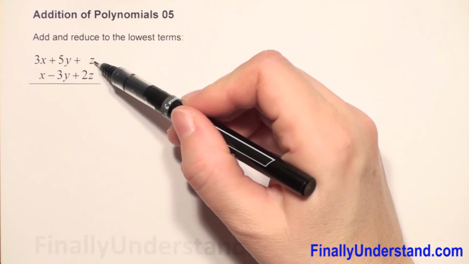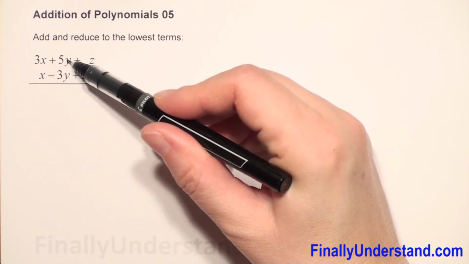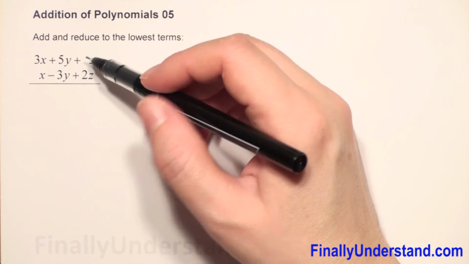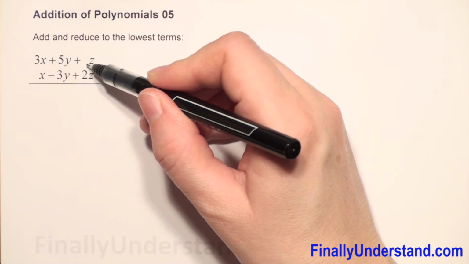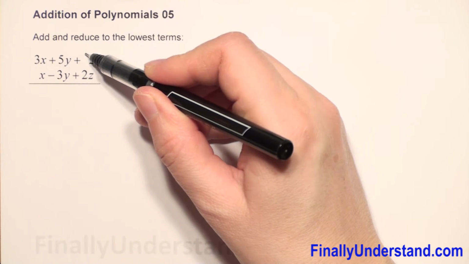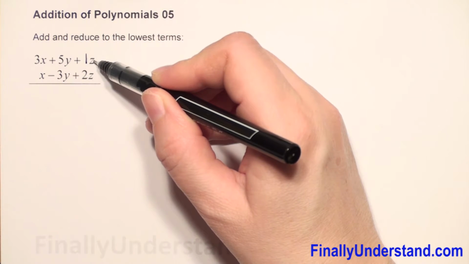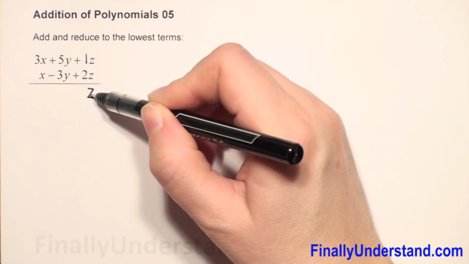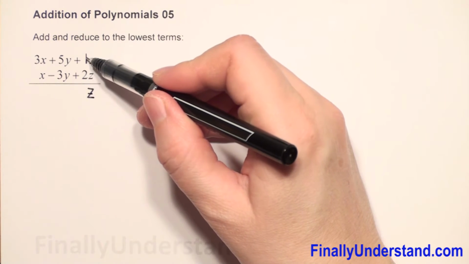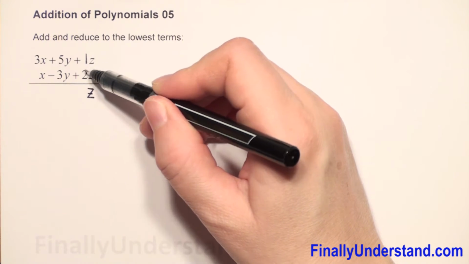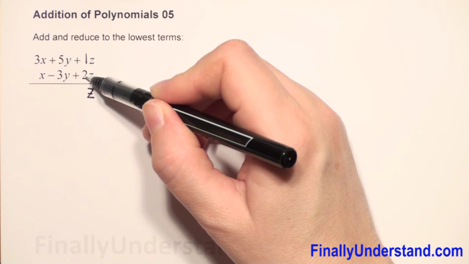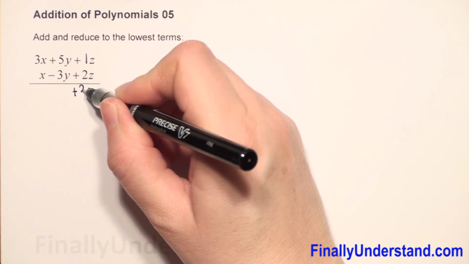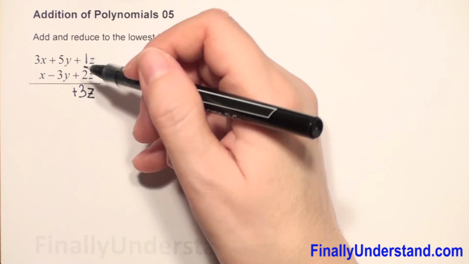We have z and z, y and y, x and x in the same columns. So we start from the last column. When we don't have a coefficient, it is always 1. So when we have the same variable, we just copy this variable z, and we add the coefficients. 1 plus 2 is 3, a positive number, so that's why I have to put plus before 3.